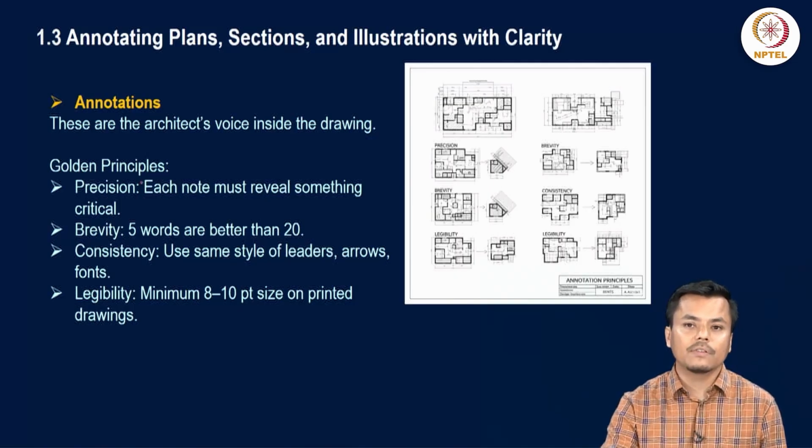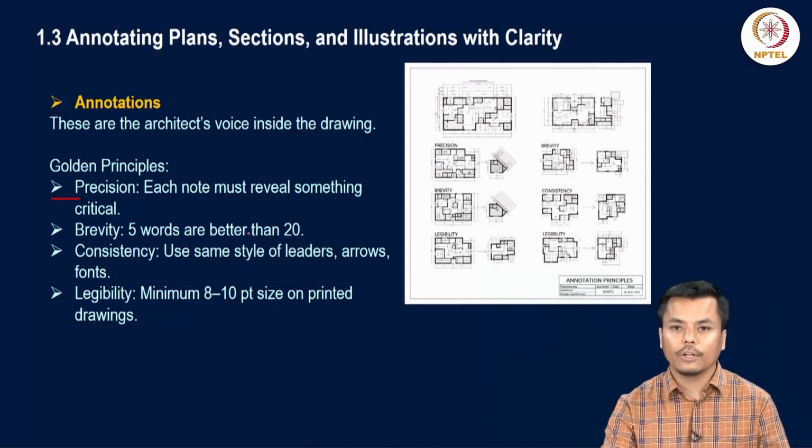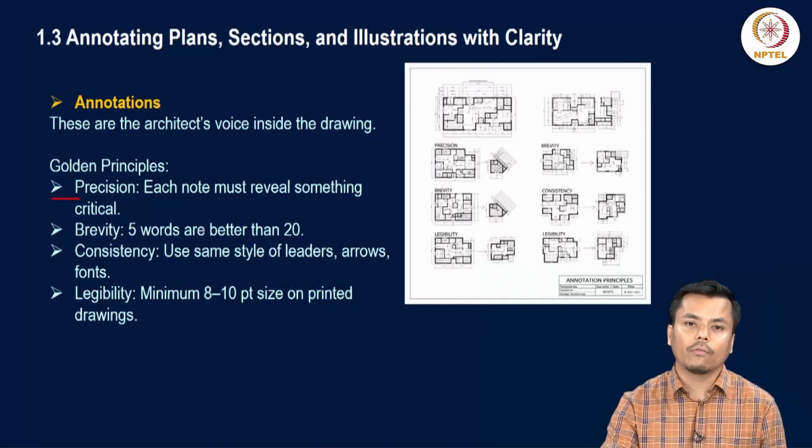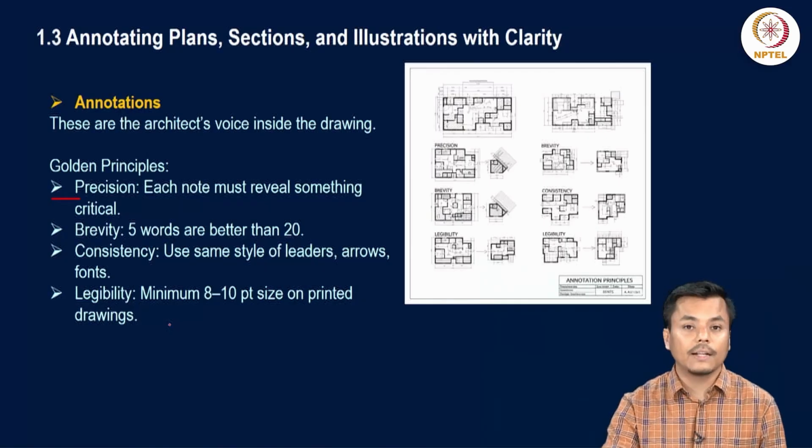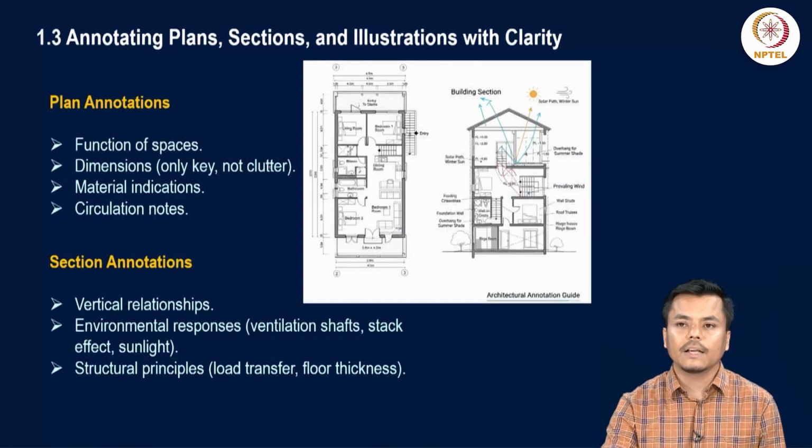The golden principles include having precision in the annotation: each note must reveal something very critical. Brevity, that is, 5 words are better than 20. Reduce the number of words in the drawing and use words which could justify large paragraphs very easily. Consistency: use the same style of letters, arrows and fonts in your entire drawing. Legibility: a minimum 8 to 10 point size on printed drawings should generally be referred to for the printing of sheets.